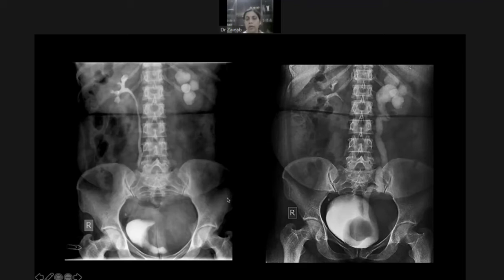So this is actually important to convey to everybody, because when you see a well-defined, smooth filling defect in the bladder, which is located bang at the VUJ, the vesicoureteric junction, or very close to it, then we have to think whether to include or exclude the possibility of a ureterocele. So I hope that it is clear to everybody why we will not keep the possibility of a ureterocele in this case, right? Okay, so what are your possibilities, Zenab?